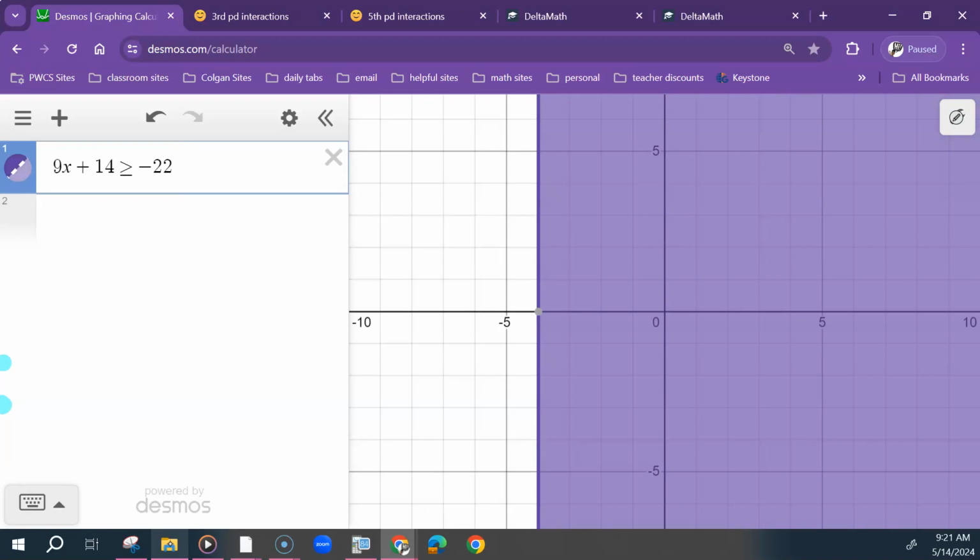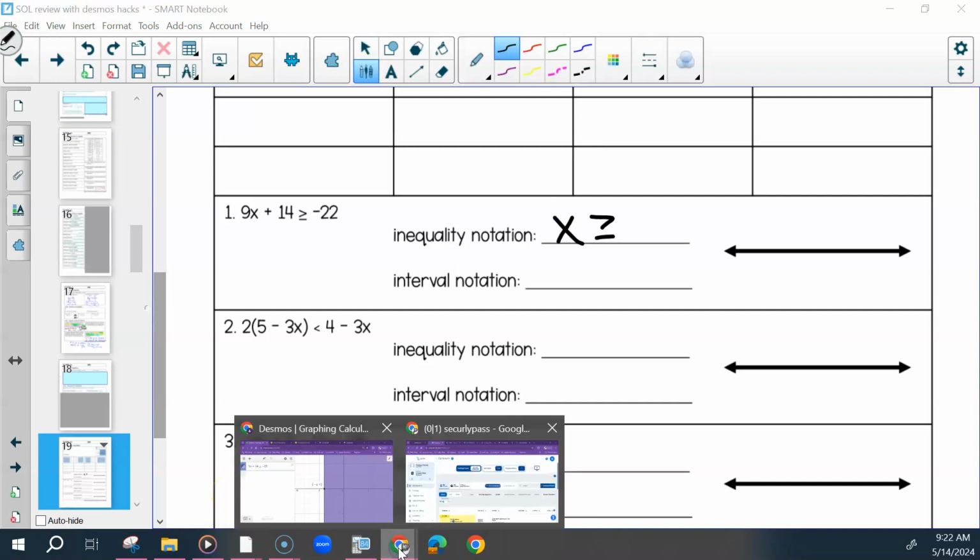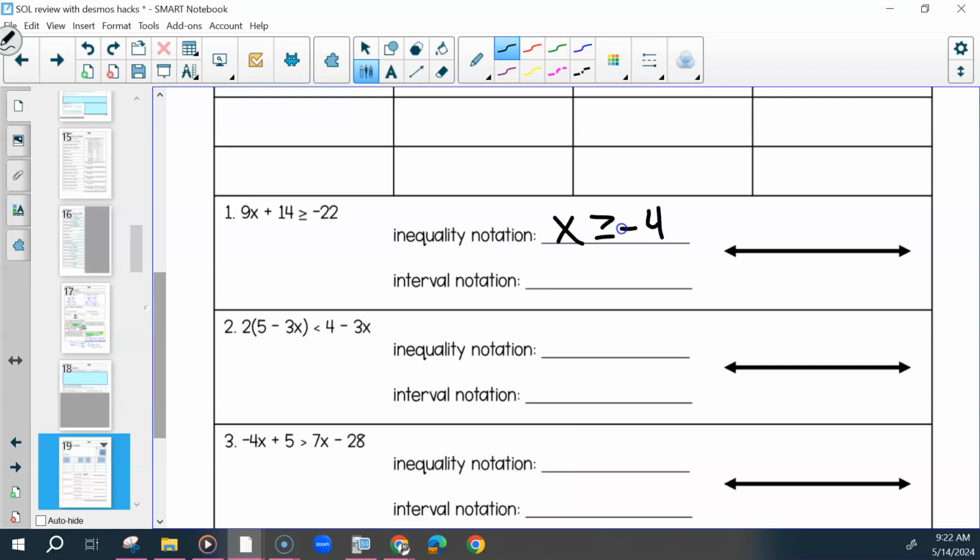So, when you graph it in Desmos, you'll get either a solid or a dashed line. Solid would be equal to, dashed would be not equal to. Wherever that point is going to be part of your inequality notation. So this is going to say x is greater than or equal to negative 4.